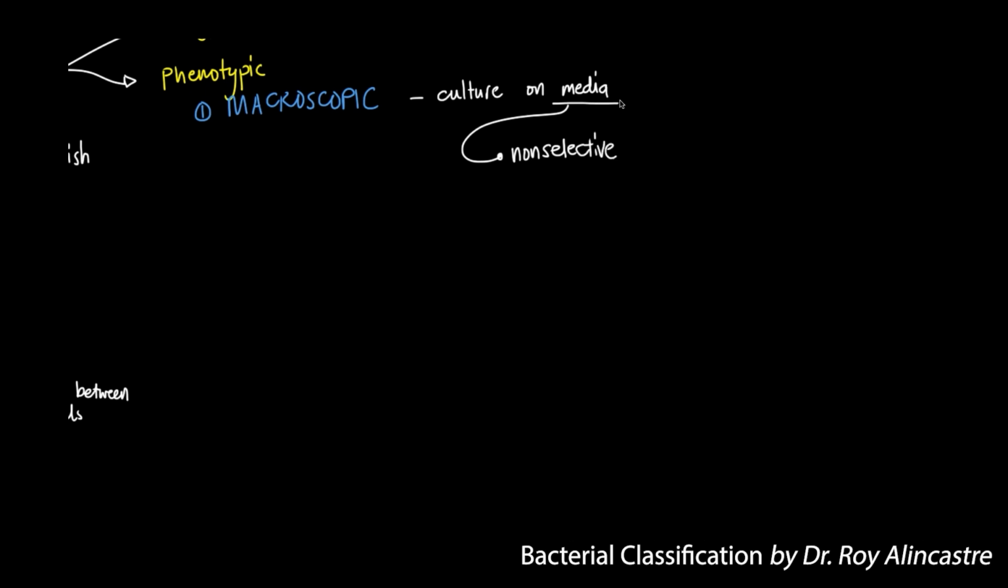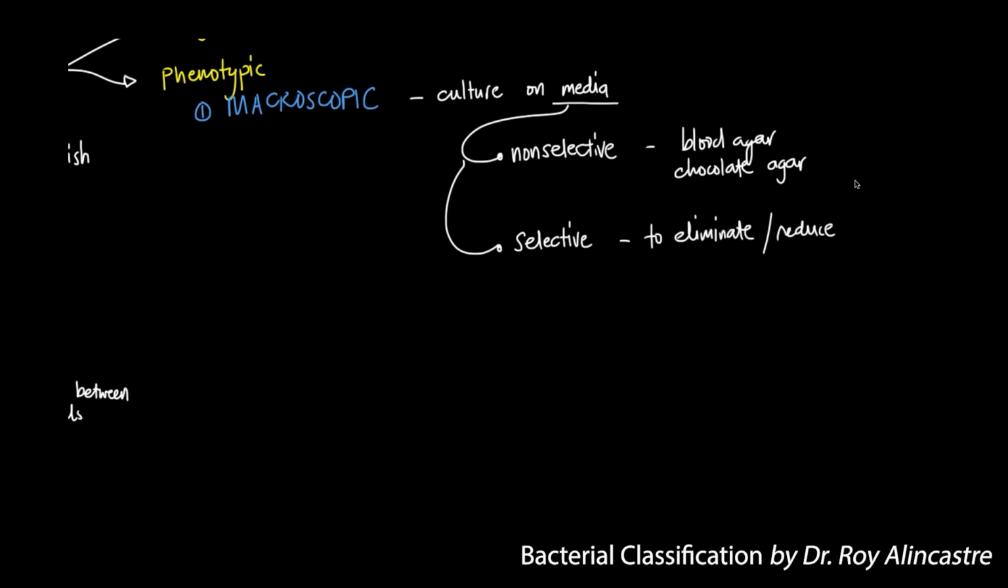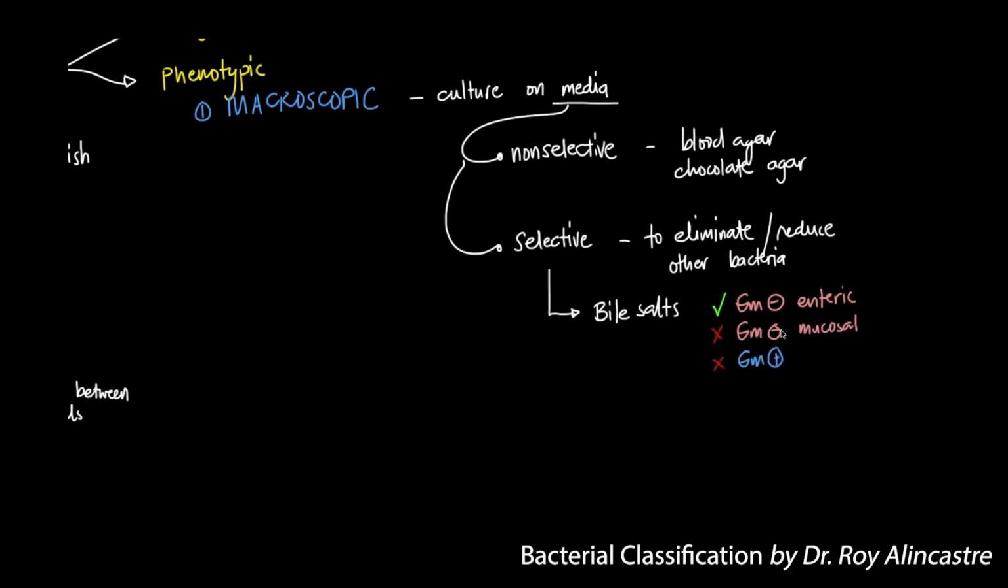Okay? So if the media used is non-selective, this will support the growth of many different bacteria. For example, blood agar and chocolate agar. We can also use selective media if we want to eliminate or reduce the large numbers of irrelevant bacteria, considering that certain bacteria only grow on certain media, or that some media will not allow certain bacteria to grow. For example, media with bile salts allow gram-negative enteric bacterial growth, but inhibit gram-negative mucosal bacteria and most gram-positive bacteria, like MacConkey agar, for example.